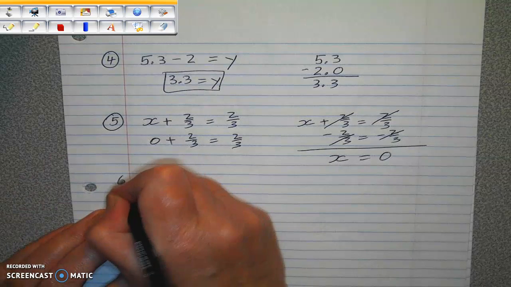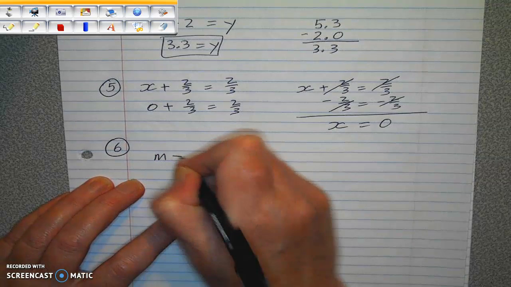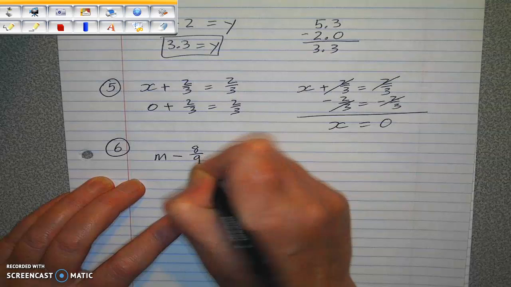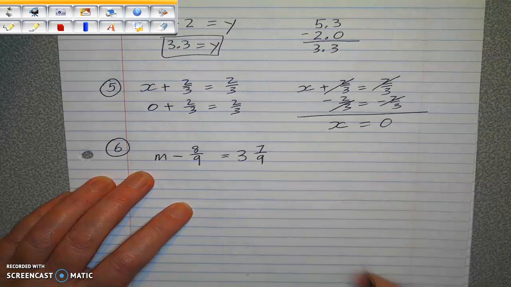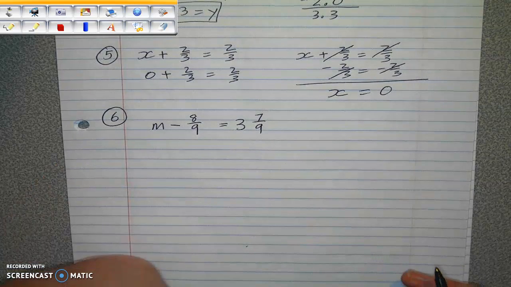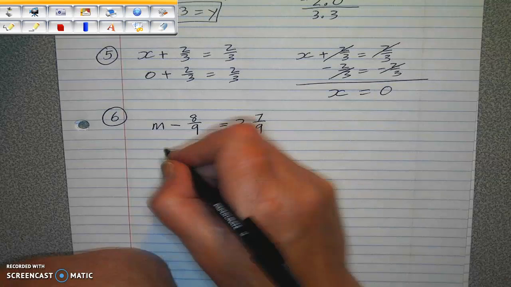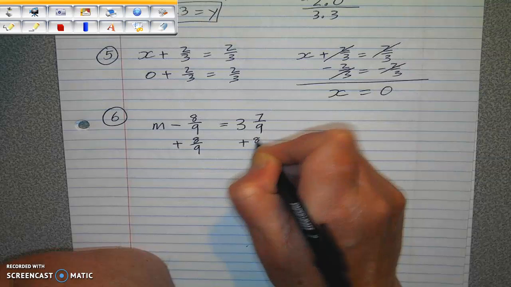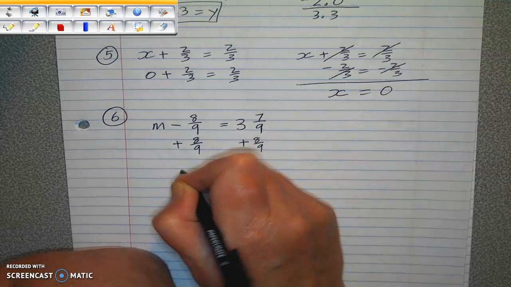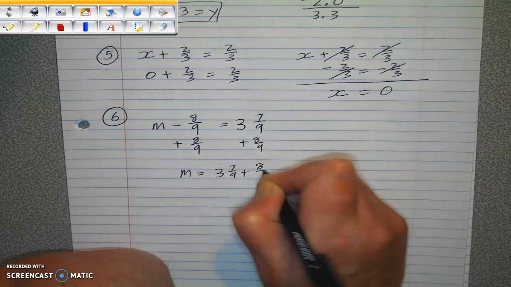Okay, last problem. Number 6. So I have a variable m. I'm subtracting 8/9, and I get left with 3 and 7/9. So again, like we've been doing all the way along, we're going to use the opposite operation to get rid of that 8/9. So we're going to add 8/9 to both sides. So we get m equals 3 and 7/9 plus 8/9.